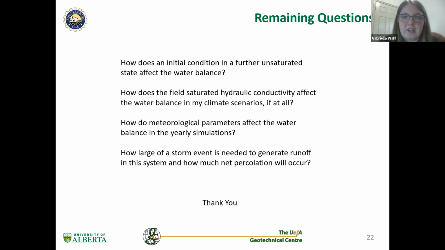And because the rainfall intensity I have from field data doesn't exceed my field saturated hydraulic conductivity, how large of a storm event is needed to actually generate runoff or change the water balance significantly? So whether this is a 1 in 25 year storm, a 1 in 50 year storm, or a 1 in 100 year storm, how would those affect the water balance? And hopefully I can get that data from the Canadian government to see what they predict for climate change and how that will affect the water balance as well.